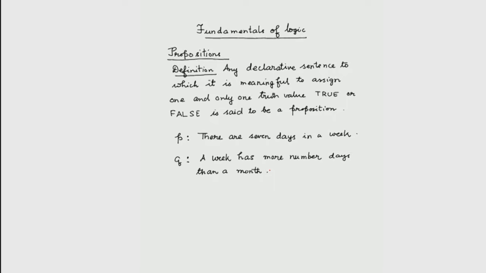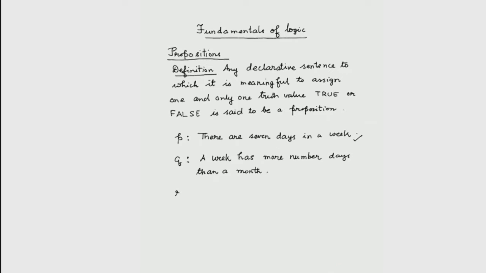We have written down two propositions. So, first proposition is denoted by P and the second proposition is denoted by Q. Now, the proposition P states that there are 7 days in a week. Now, this is of course a sentence and this is true. So, we know that this cannot be true and false at the same time, and we know that it is meaningful to say that it is true. Thus, P is a proposition. The next sentence is Q, which states that a week has more number of days than a month. Now, this sentence is obviously false, but it is a proposition because it is a declarative sentence which has a truth value, which in this case is false.